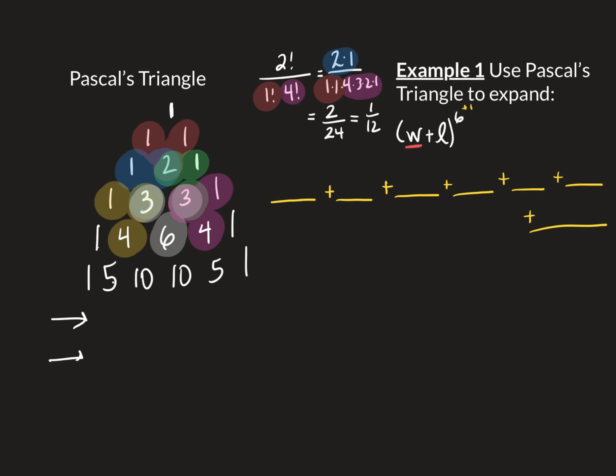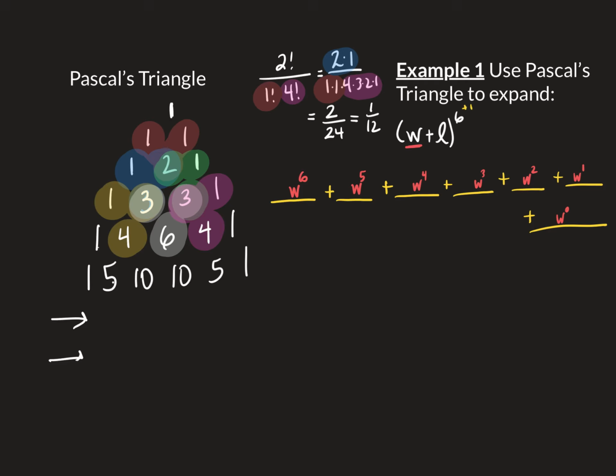We're going to start with W. Start on the left, since your variable's on the left. W gets raised to the 6th power. And just like we wrote before, W decreases for each term. The first term decreases: W to the 5th, W to the 4th, W to the 3rd, W to the 2nd, W to the 1st, and W to the 0.